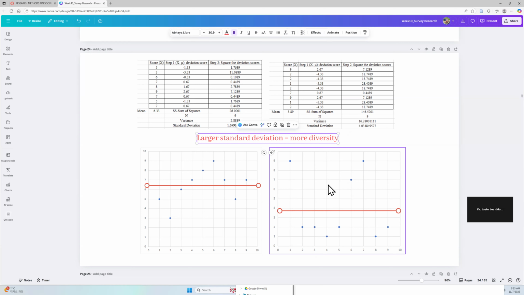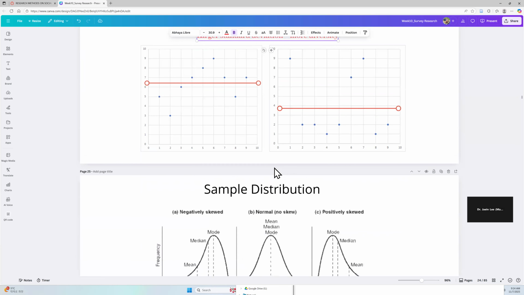So there is no absolute value or absolute standard. There is no absolute 기준 to classify whether the variability or the diversity is very big or not. But we're just learning that there is variability among them.